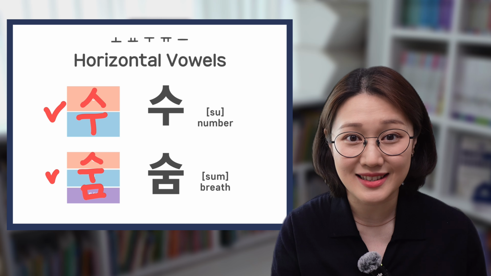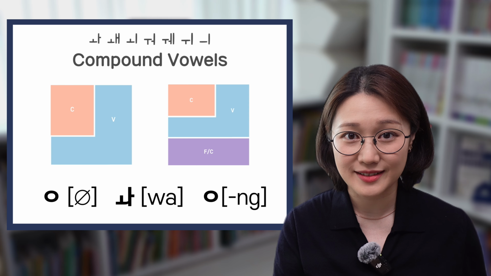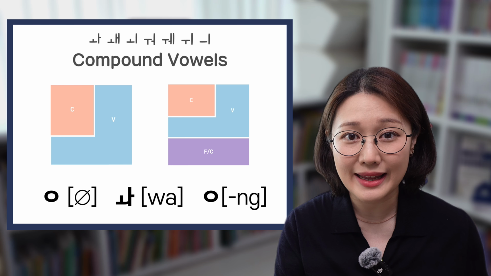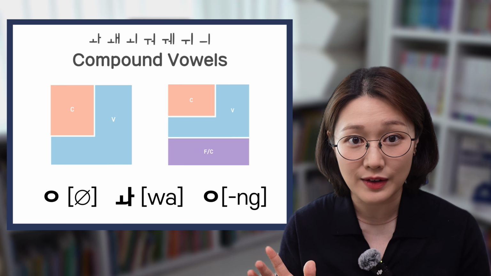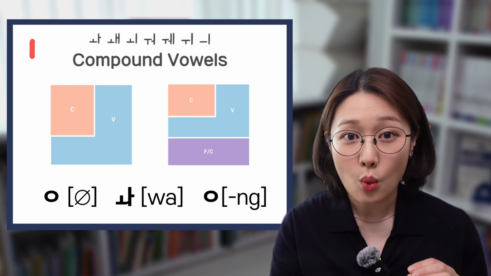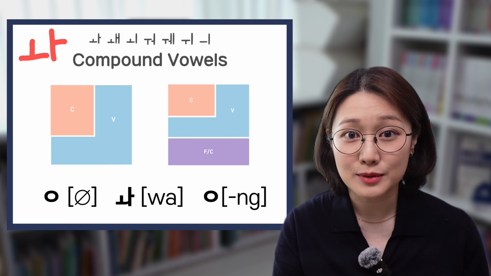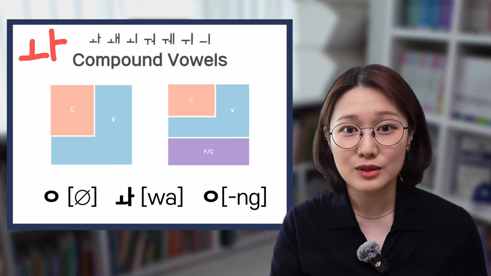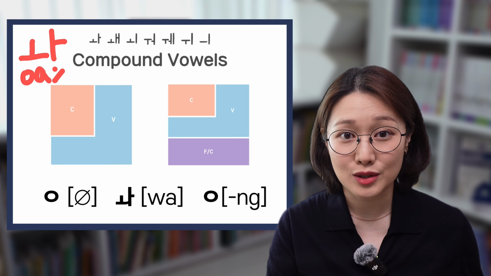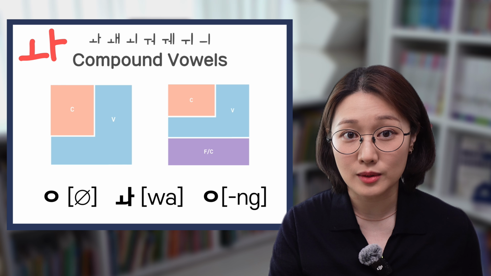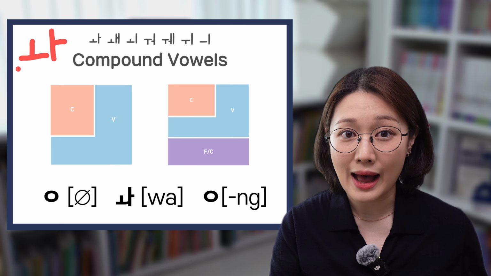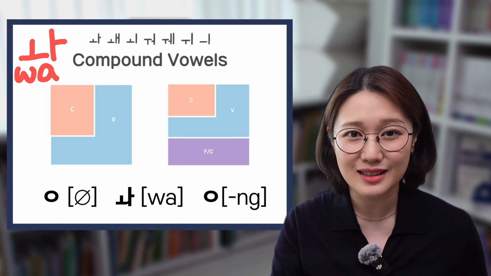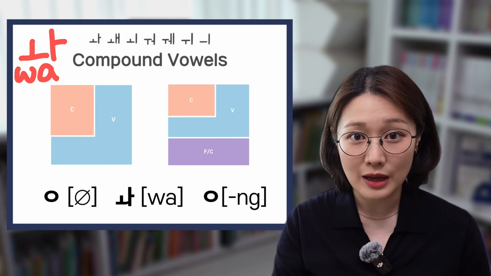Now let's look at the last type, compound vowel blocks. In Hangul, a compound vowel is made by combining a horizontal vowel and a vertical vowel. For example, 오 and 아 come together and become this one. But how do we pronounce it? We do not say 오아. It should be the same length as other vowels. So, not 오아, it's 와. We'll practice this more in the vowel lesson, so now let's look at compound vowel blocks.